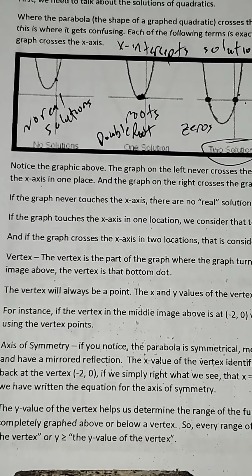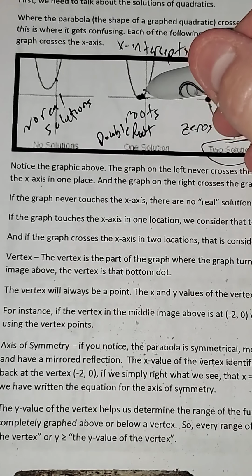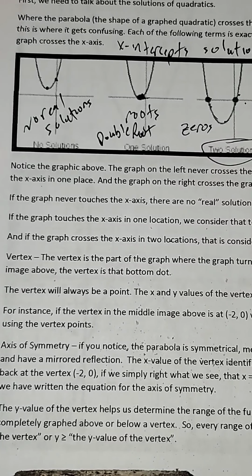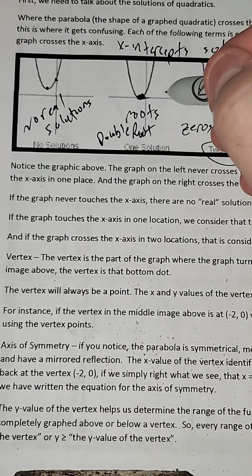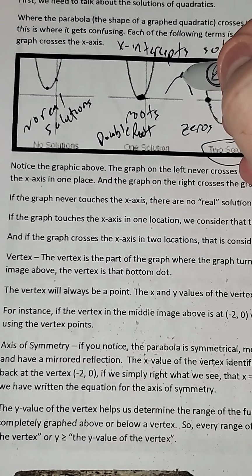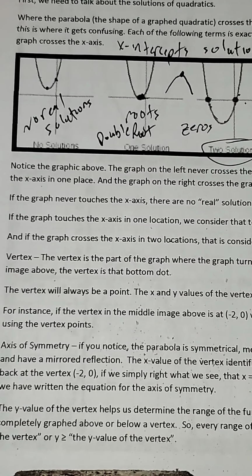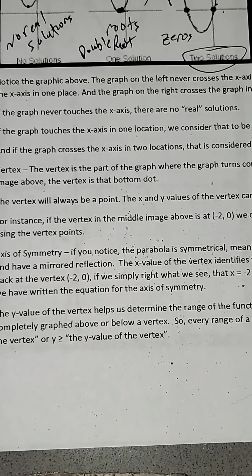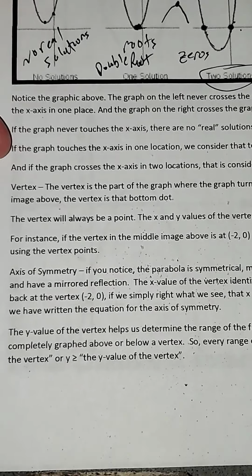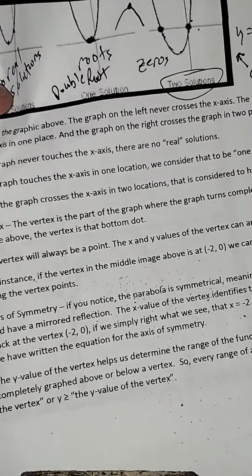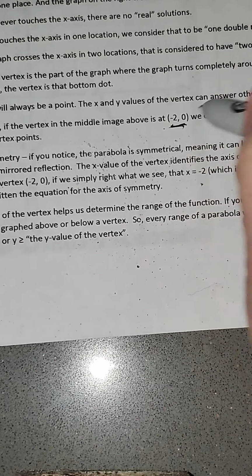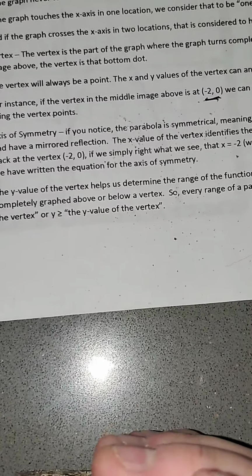One of the other things we need to work on identifying is the vertex. The vertex is the absolute bottom, or if we had a parabola that looked like this, the absolute top is called the vertex. And the vertex is pretty important. It tells us a bunch of things. It's not just a dot that's in the middle of something. For instance, if our vertex was at -2, 0, we can identify some of our vocabulary terms.